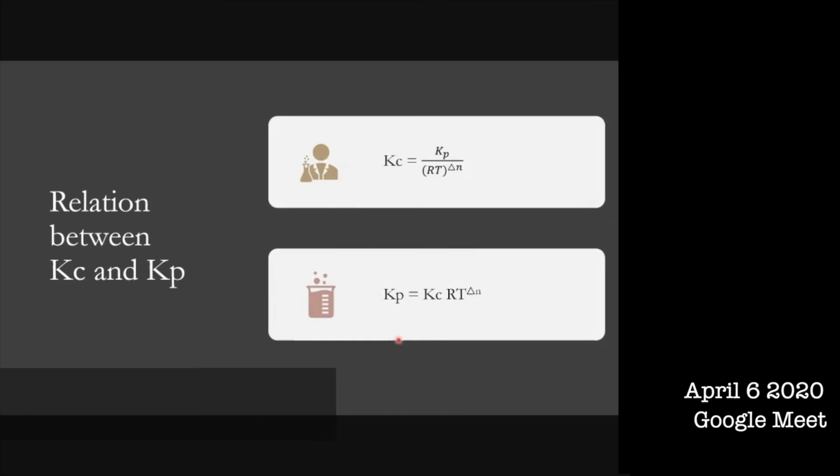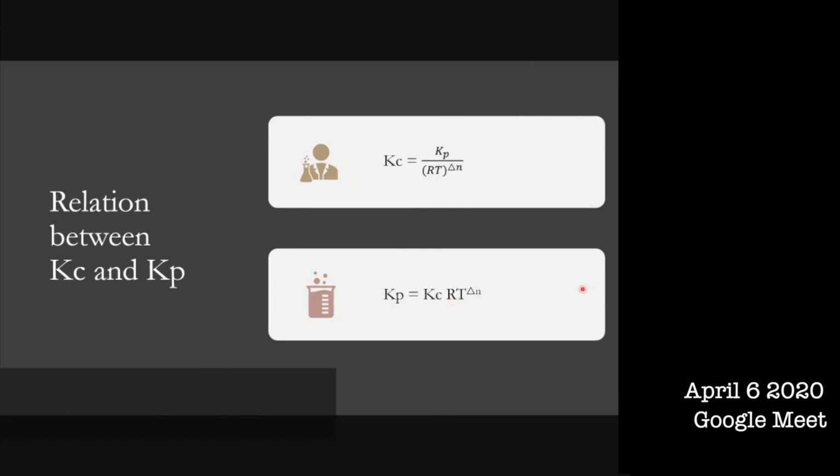So there is a relationship between them. We don't have to derive it, but it would be good to know how we can convert them. So the equation Kc is equal to Kp divided by (RT) raised to delta n. Or Kp is equal to this times this. Or we can say Kp is equal to Kc into (RT) raised to delta n.